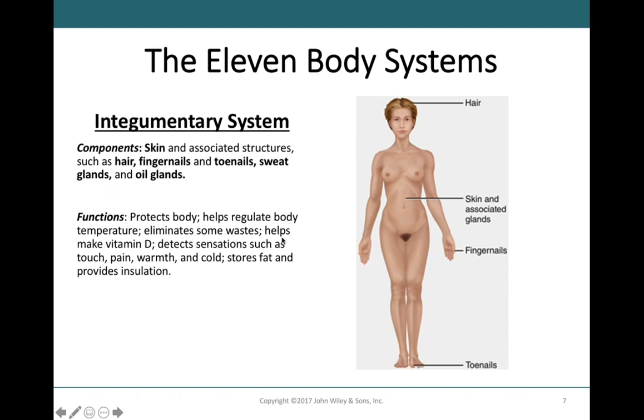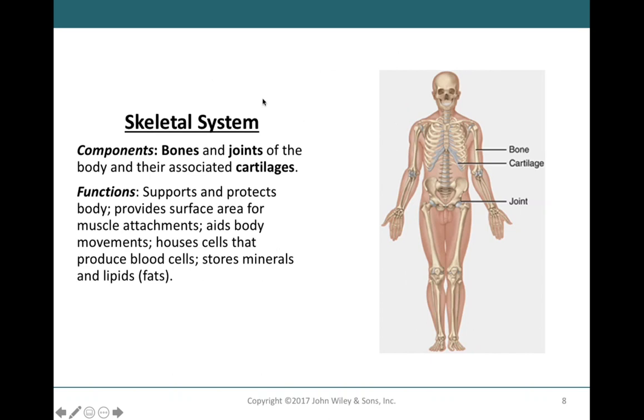Again, I don't really need you to focus on making vitamin D right now. That's not one I really need you guys to understand. I'm not going to be stressing storing fat and providing insulation. We can talk about these at a later time. But the other functions that are here are going to be fair game for your test. So I definitely want you to make sure you're comfortable with the components and the functions of the integumentary system. Next up is going to be the skeletal system.